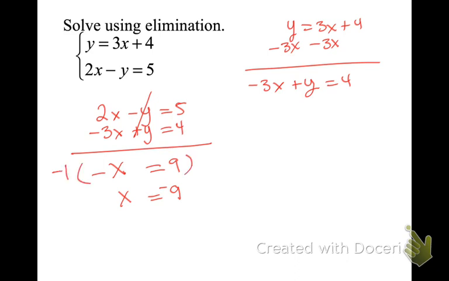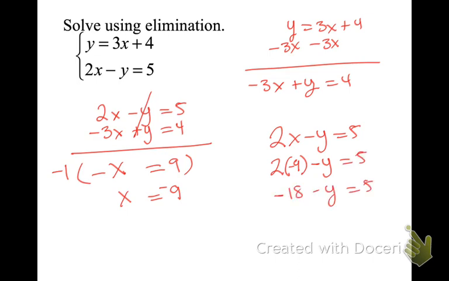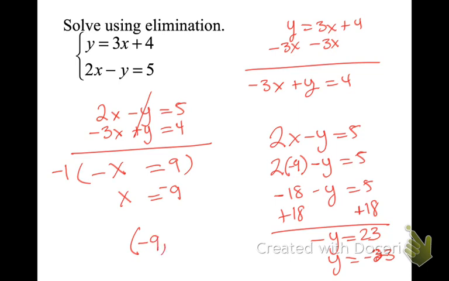Questions? And then I go back to either original equation. 2x minus y equals 5. 2 times negative 9 minus y equals 5. Negative 18 minus y equals 5. Add 18, add 18. Negative y equals 23. So y equals negative 23. So my solution is negative 9, negative 23. Questions? Okay. Can I move on?